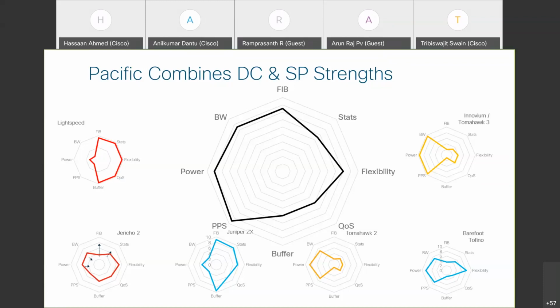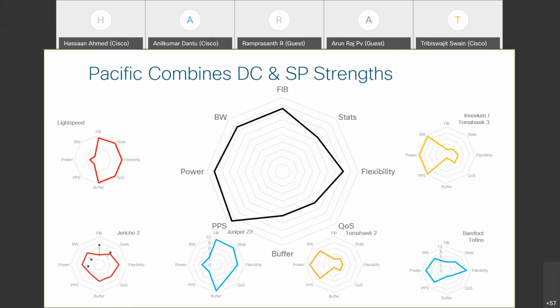But if you compare the central chip, the Cisco Silicon One, you can see it is actually taking the best of both worlds, the routing world as well as the data center switching side. So it is very good with regard to low power consumption, high bandwidth, high port density, and high packet processing capability. I'm talking about the individual chip, not at the product level. Plus, it has good FIB scale.